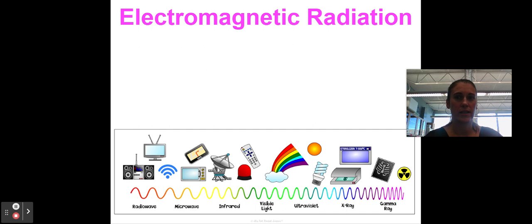So first of all, what is EMR, or electromagnetic radiation? We have a spectrum here that has different colors, different frequencies and wavelengths of light. As we go down the left-hand side of this scale, we have longer wavelength, lower frequency waves like radio waves, microwaves, infrared. Visible light is just a tiny section of the electromagnetic radiation spectrum. And then you have UV, X-ray, and gamma ray. These are high energy, high frequency, and very short wavelength radiation.